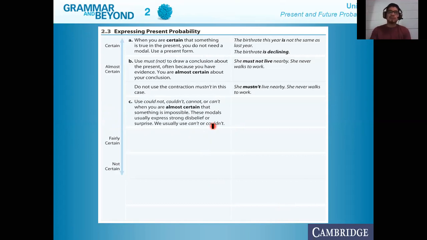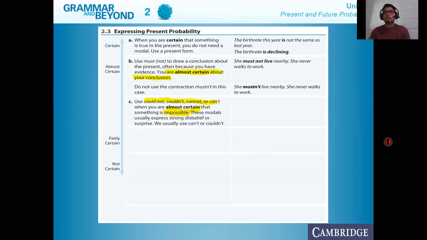Over here, we have letter C: use could not, couldn't, cannot, or can't when you are almost certain that something is impossible, okay? Notice the difference. In this one, you are almost certain about your conclusion, your opinion, about what you think about something. On letter C, we use could not, couldn't, and here we can use the contractions cannot or can't.